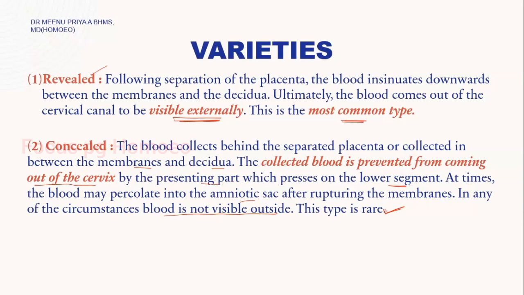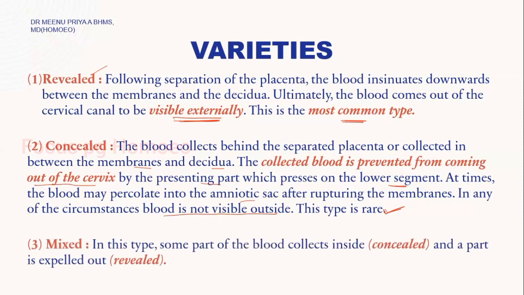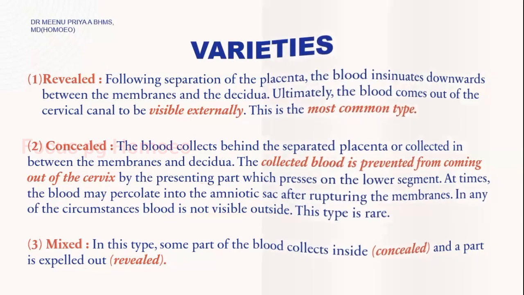So the most common type is revealed type. And there is something called mixed type. Here it is a mix of both revealed and concealed. That means there is both concealed and revealed type, and some part of separation has occurred. The blood is collected inside in a few parts, and that is concealed, and a part is expelled out, so that is revealed. So a mix of both is mixed type of abruptio placenta. Broadly, it is 3 types: revealed, concealed, and mixed type.